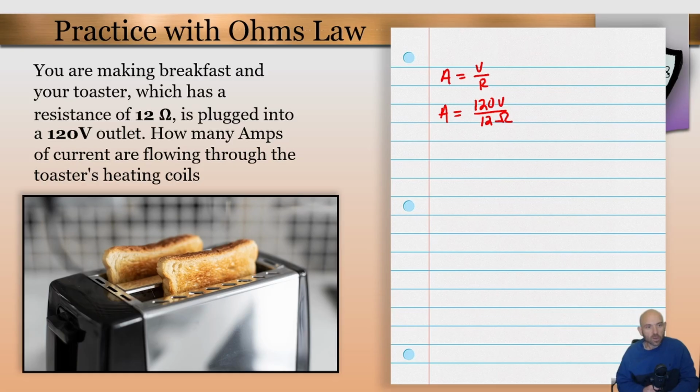This is a pretty straightforward problem. We can see that 120 divided by 12 will tell us how many amps of current are flowing through the toaster. And of course, 120 divided by 12 is 10. So our toaster has a current of 10 amps.